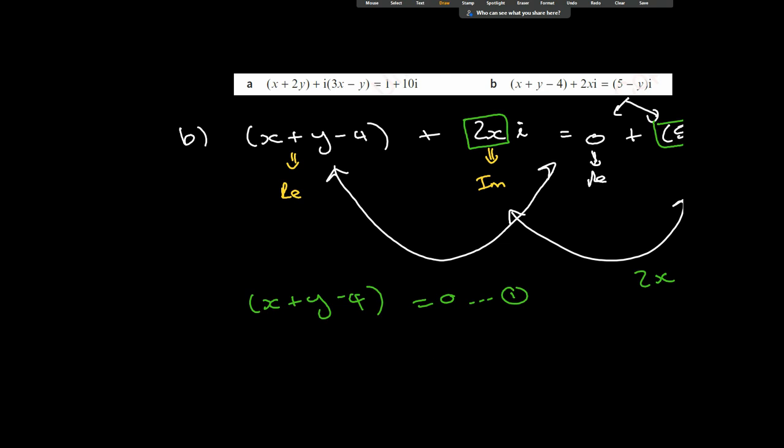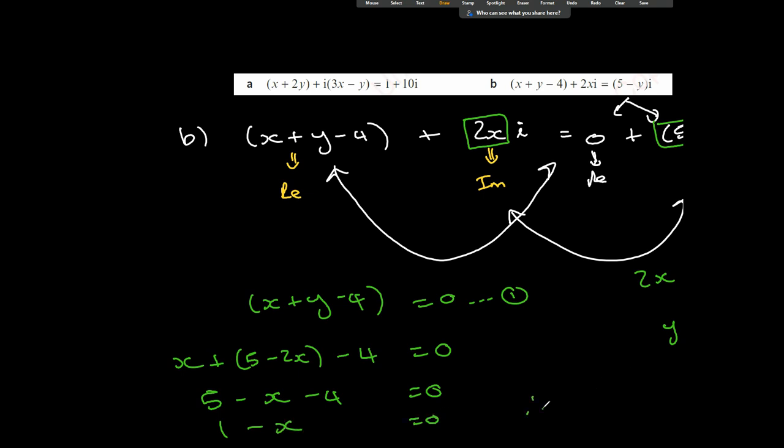We can then move the y over and you get y equals 5 minus 2x. So we'll end up with x plus 5 minus 2x minus 4 equals 0. That becomes 5, x minus 2x is negative x, minus 4 equals 0. That becomes 1 minus x equals 0. And so therefore, x equals 1.